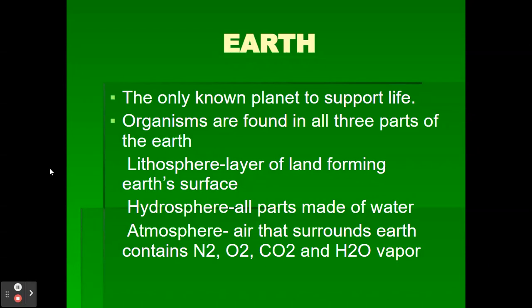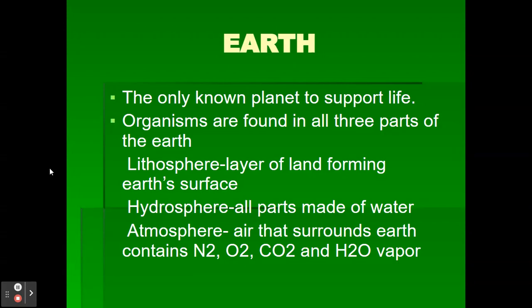Now, these three words are vocabulary terms that you have hopefully looked up, defined, and submitted. The lithosphere is the first one we're going to talk about, and that's the layer of land forming Earth's surface. The second one is the hydrosphere, which is all the water on Earth. And the third one is the atmosphere, which is all the gases that surround and protect Earth, which include nitrogen, oxygen, carbon dioxide, and water vapor.